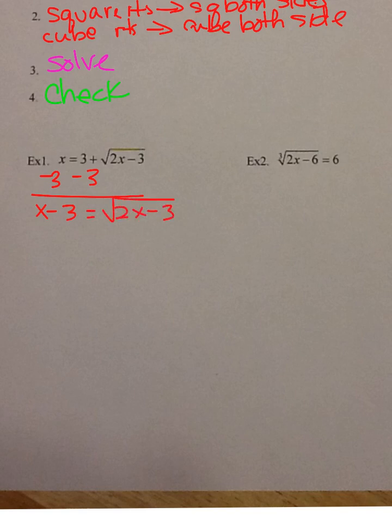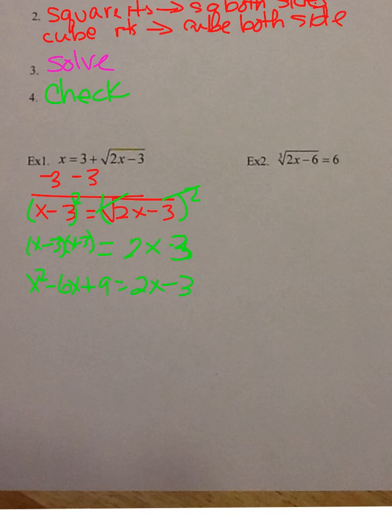Now since I have a square root, I'm going to square both sides. So I square the square root and I square the x minus 3. When I square a square root, they take care of each other. They cancel each other out. So I'm left with 2x minus 3. Now on the right side, you're going to have to square x minus 3. So x minus 3 times x minus 3, you have to multiply, double distribute. So that's x squared minus 3x minus 3x is minus 6x plus 9 equals 2x minus 3.